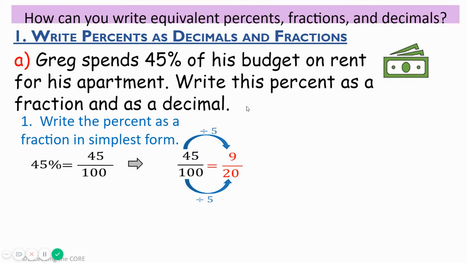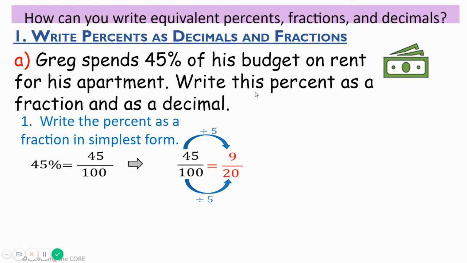And if you're thinking 5 is a good start, you're right. You divide 45 and 100 both by 5. 45 divided by 5 is 9, and 100 divided by 5 is 20. So this simplifies to 9/20ths. Now, I can't think of a number other than 1 that divides 9 and 20 evenly. So this would be our fraction in simplest form.